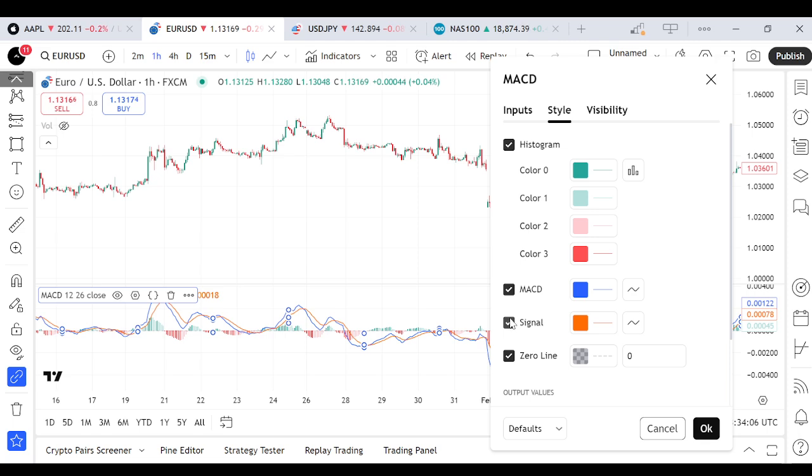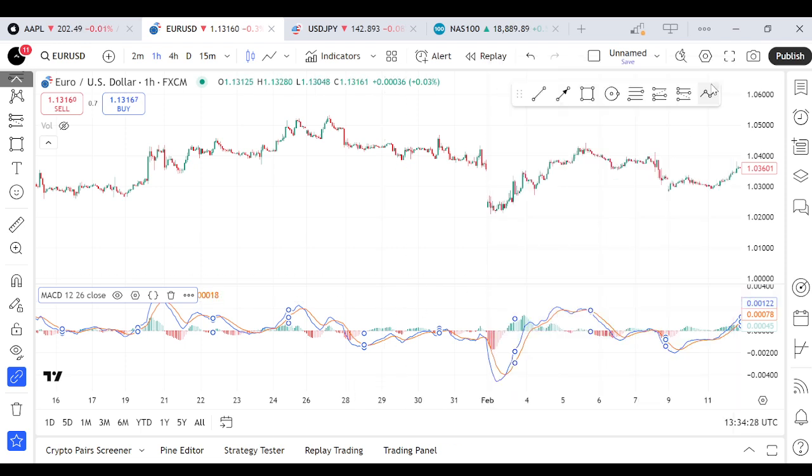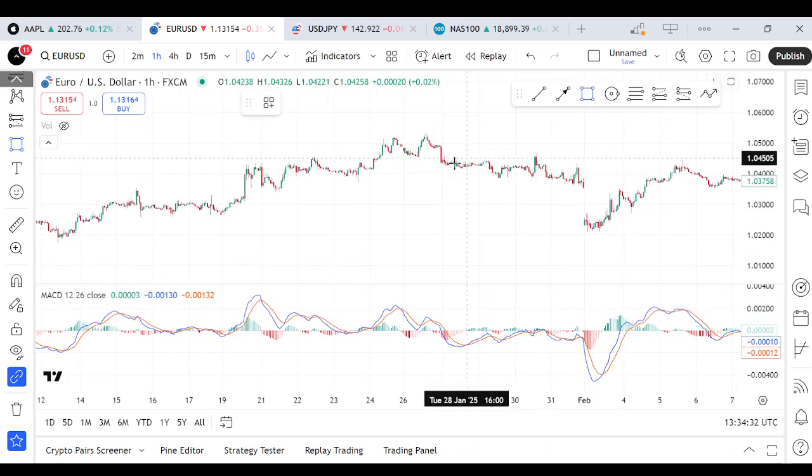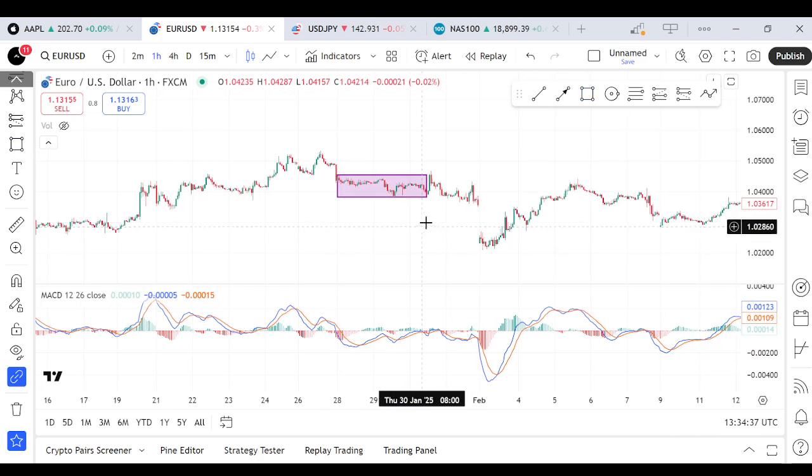And this indicator also includes a histogram that visualizes the difference between the MACD line and the signal line, helping traders gauge momentum shifts. This is the histogram bars, and we have red for negative momentum and green for positive momentum. So how does the MACD work in ranging markets? Before we talk about the strategy, let me explain how MACD works, especially in ranging markets like this one. How exactly does the MACD work?